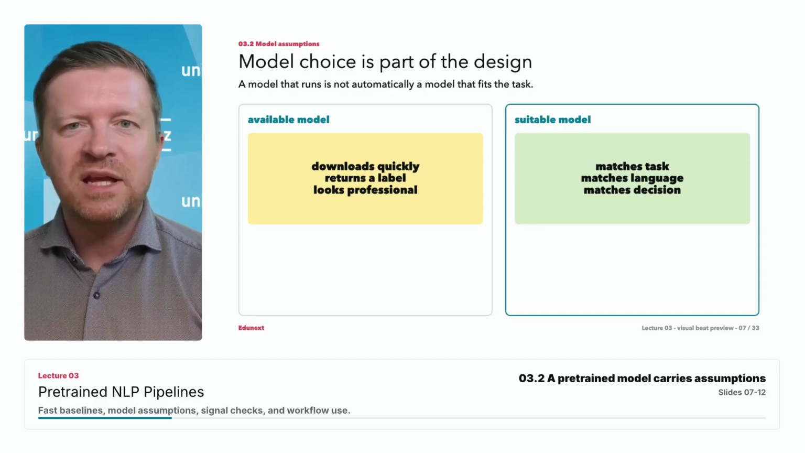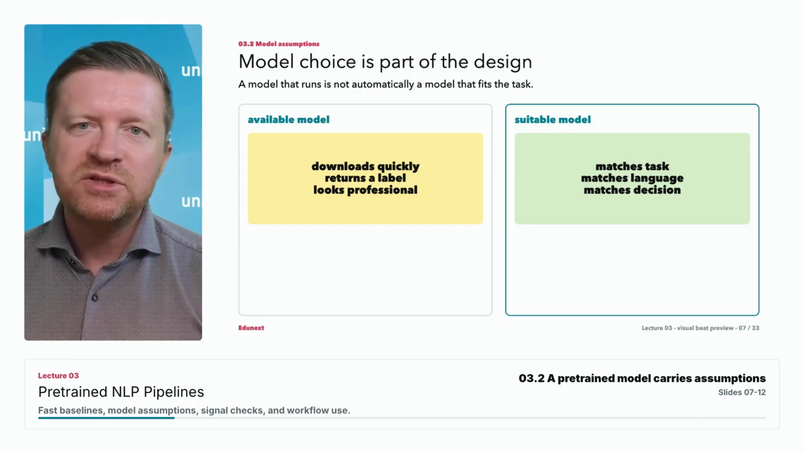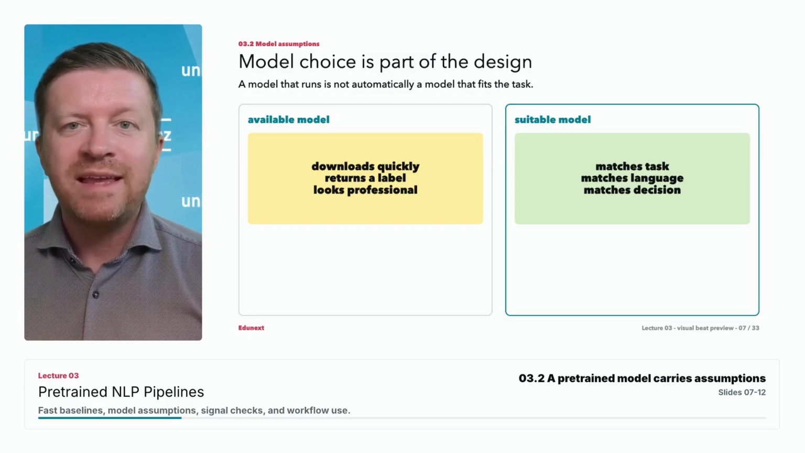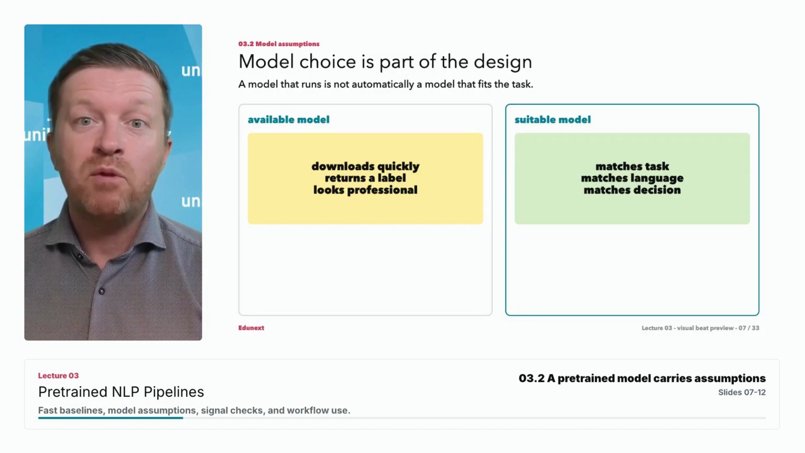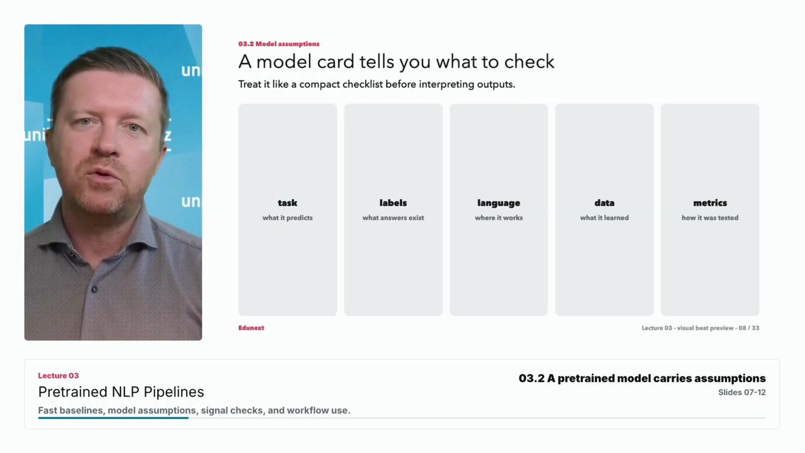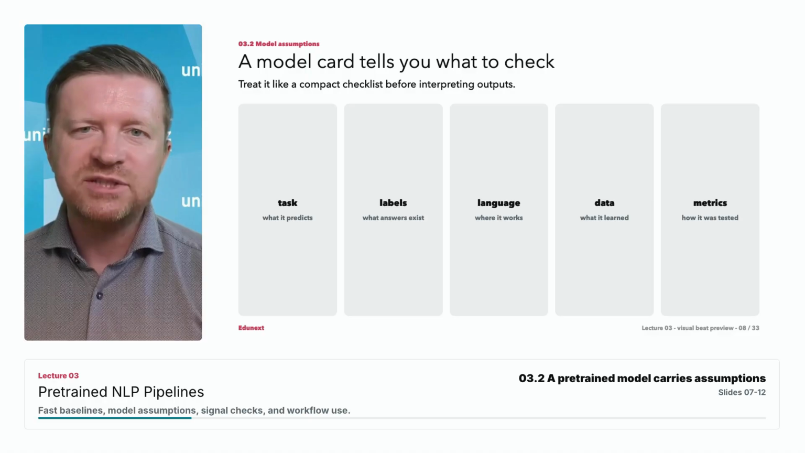The next question is not only, can we run a pre-trained model? The better question is, is this model suitable for the problem we are trying to solve? It is tempting to choose the first model that works. You call the pipeline, you see a label, and the output looks professional. But model choice is part of the design of the system. A model is not just a file you download. It carries assumptions about the task, the language, the label space, the training data, and the evaluation setting.